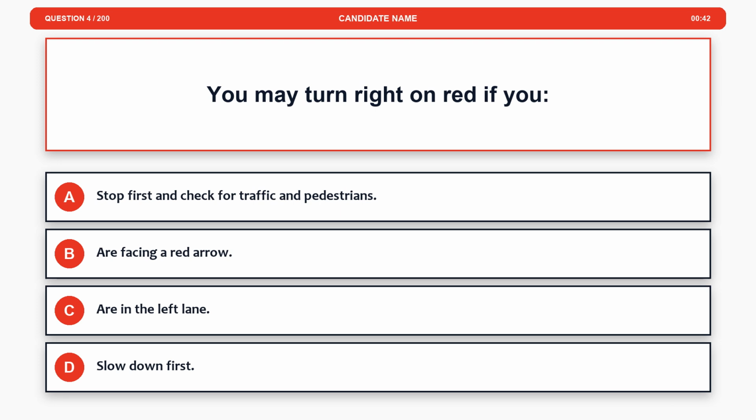Question 4. You may turn right on red if you Option A. Stop first and check for traffic and pedestrians. Option B. Are facing a red arrow. Option C. Are in the left lane. Option D. Slow down first.